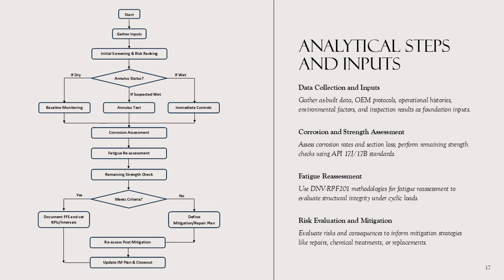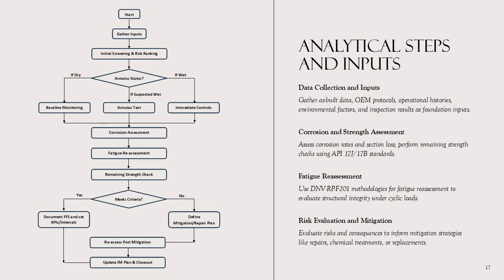visuals. Step 4 is, if dry, maintain baseline monitoring, periodic venting or gas or humidity checks, and perform fatigue screening. Step 5 is, if suspected wet, execute annulus tests: gas composition, dew point, vacuum or hold, and water sampling. Step 6 is, if wet, implement immediate controls, increased monitoring frequency, and plan mitigation or repair. Step 7 is corrosion assessment: establish corrosion rate bounds and estimate section loss, uniform or pitting.